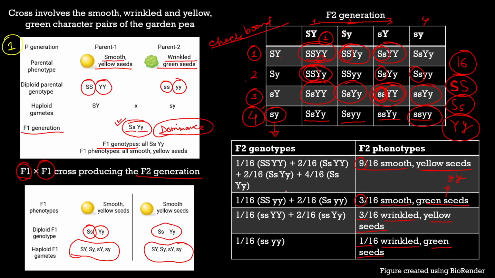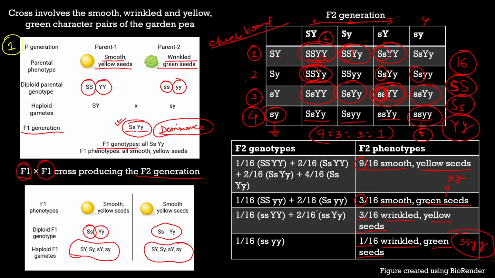So that means out of the 16, you are going to have 9 which is smooth and yellow, 3 smooth and green, 3 wrinkled yellow, and 1 wrinkled green. So wrinkled green means you are going to have a small s and small y, okay? So that is this one, right? This is only going to be 1, right? So if I tell you about the ratios, the phenotypic ratio is going to be 9 is to 3 is to 3 is to 1, right?